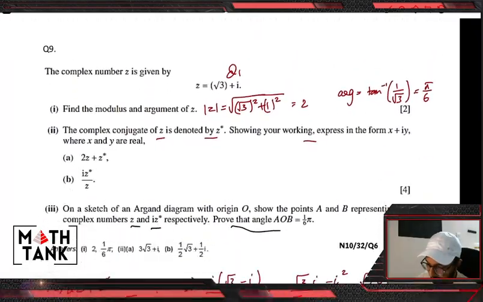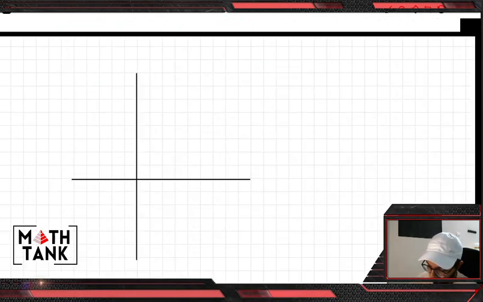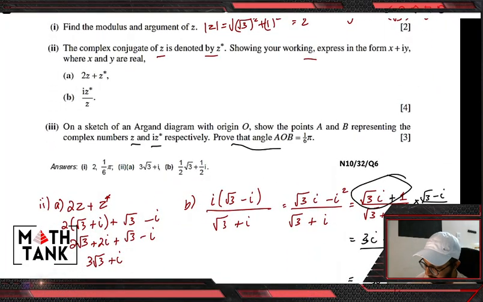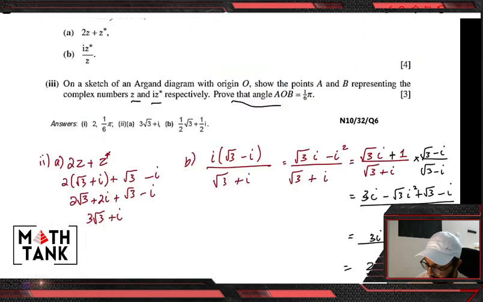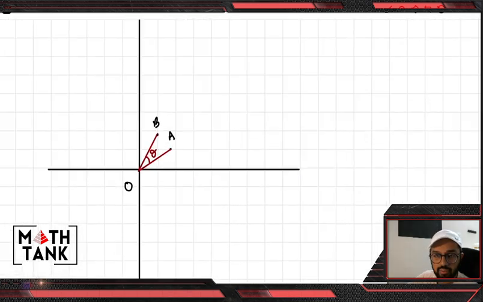So z is root 3, approximately 1.73, and I have O in its normal position. So 1.73 and 1 would come up somewhere here, so that's A, and then I have B, which is iz star, so that's this. 1 is on the x coordinate and root 3 i is on the y coordinate, so that's approximately here. So that's O, A and B. Now what I want to prove to you is that the angle AOB is equal to pi over 6. So I'm trying to prove this angle that's in the middle of these two points. So that's theta.